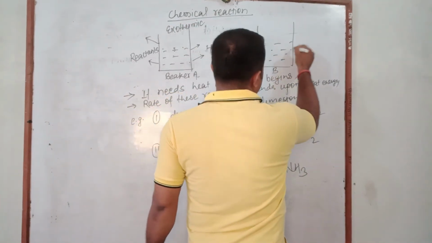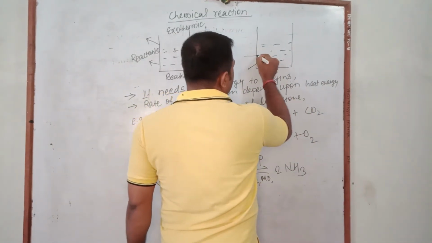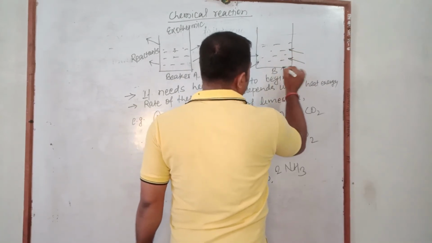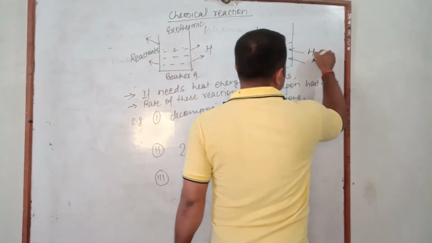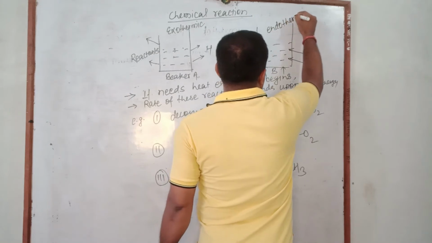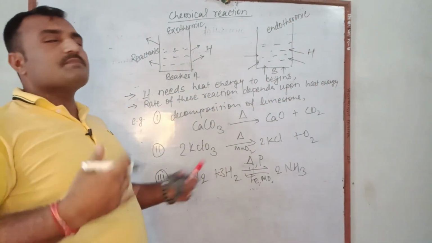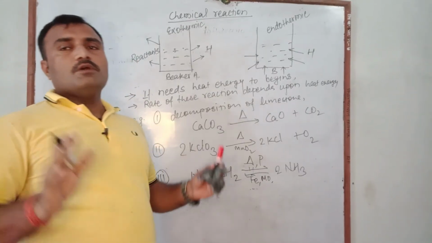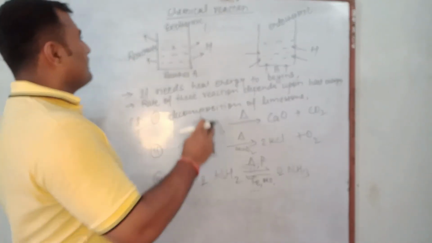And another type of chemical reaction is one where the reactants absorb heat energy from the surroundings. Suppose we apply heat from a burner or gas, and it absorbs heat, then it is called an endothermic reaction. In this way we can explain and differentiate between exothermic and endothermic reactions.